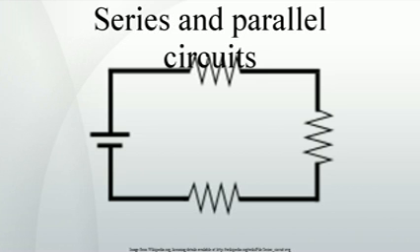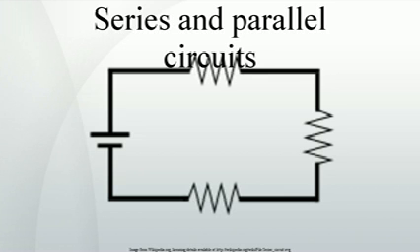Series and parallel circuits. Components of an electrical circuit or electronic circuit can be connected in many different ways. The two simplest of these are called series and parallel and occur very frequently.